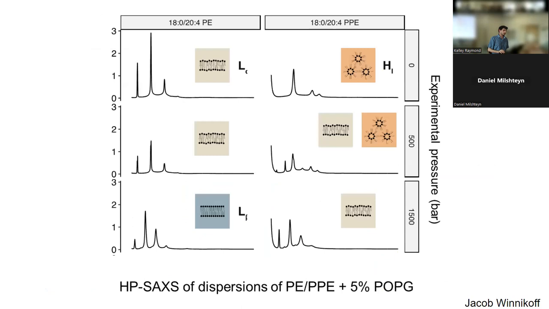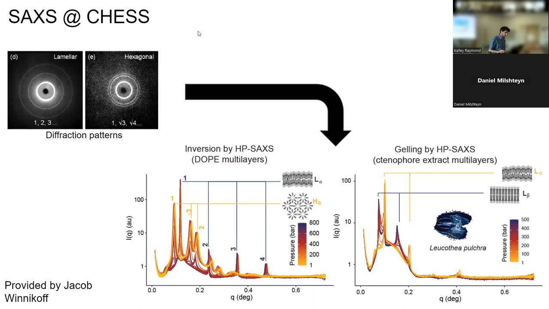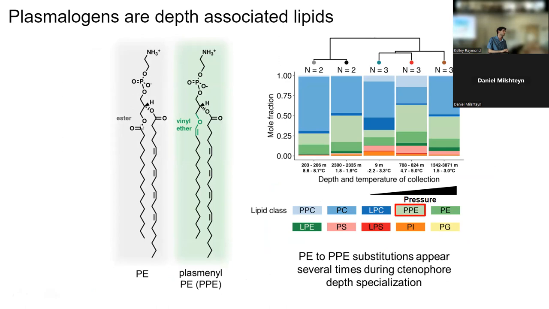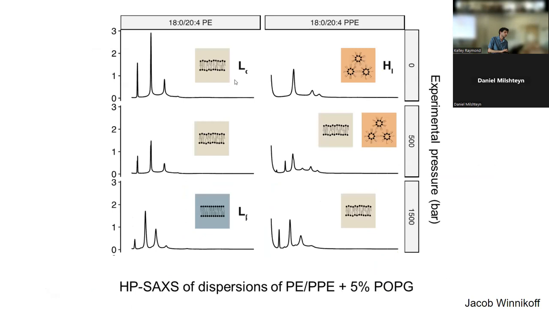And what we see here is a comparison of PE that has an ester bond versus the plasmalogen form of it, which has this ether bond. So the only difference between the samples we're comparing is the ester versus ether bond. The PE with the ester bond, across all pressures, is just stuck in flat sheets. However, the plasmalogen version with the ether bond is able to access a variety of different phases. It's able to go into the inverted phases that you need for fusion and fission, but also able to form flat sheets.